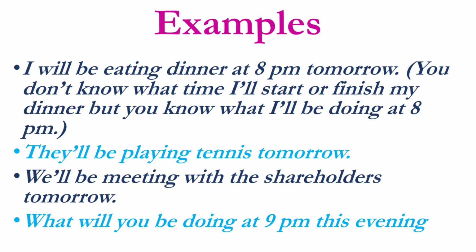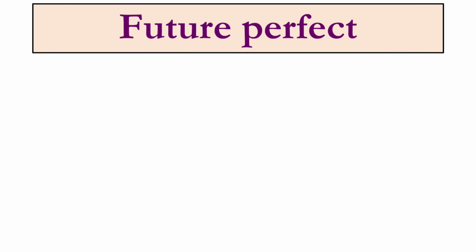Examples. I will be eating dinner at 8 p.m. tomorrow. You don't know what time I'll start or finish my dinner, but you know what I'll be doing at 8 p.m. They'll be playing tennis tomorrow. We'll be meeting with the shareholders tomorrow. What will you be doing at 9 p.m. this evening? The next tense is future perfect.